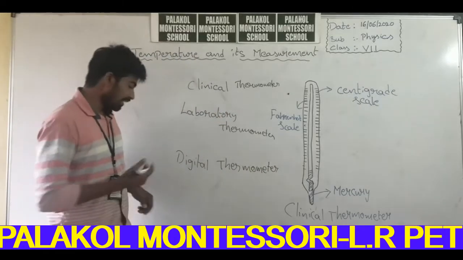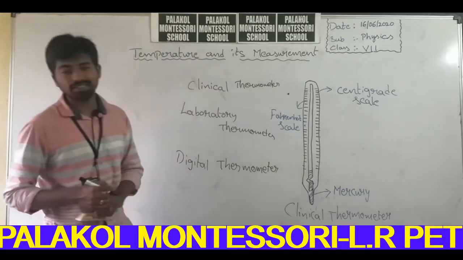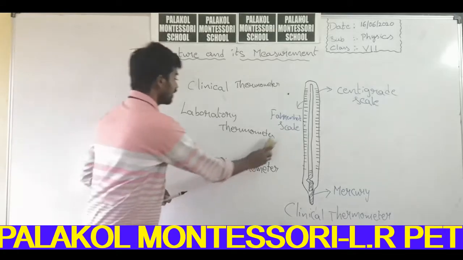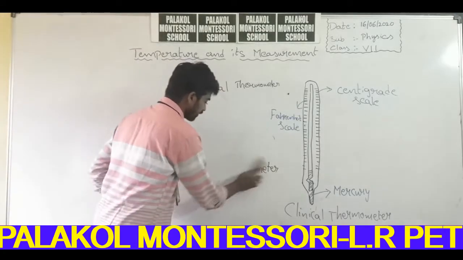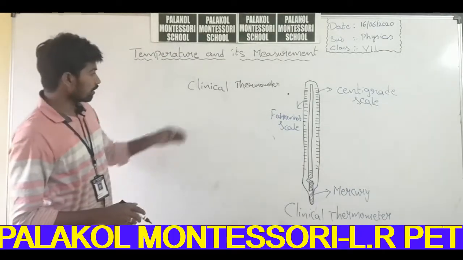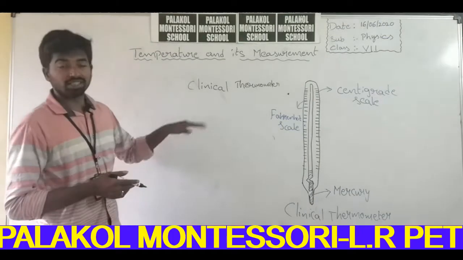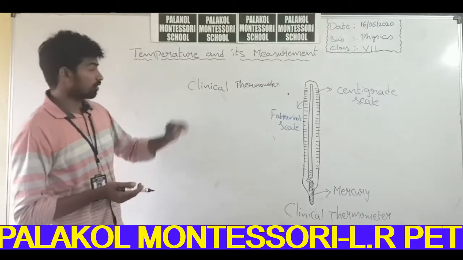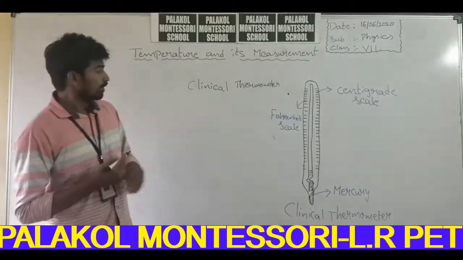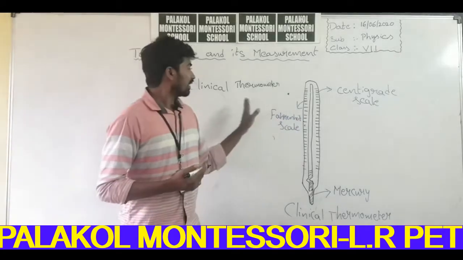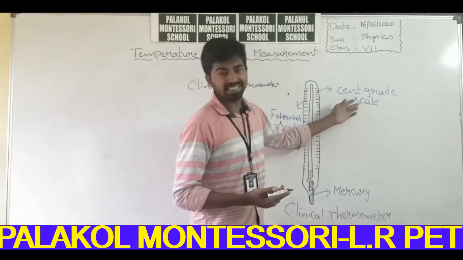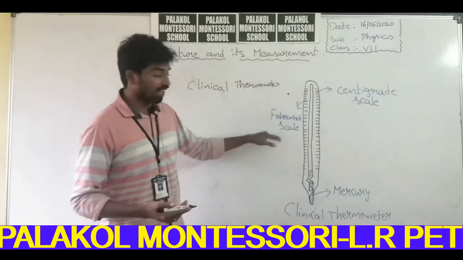Initially, in the previous class we discussed some points about the clinical thermometer. So, what is meant by clinical thermometer? The thermometer which is used to measure human body temperature is called a clinical thermometer. It is especially used to measure the human body temperature, and it consists of two scales. One is the centigrade scale and another one is the Fahrenheit scale.